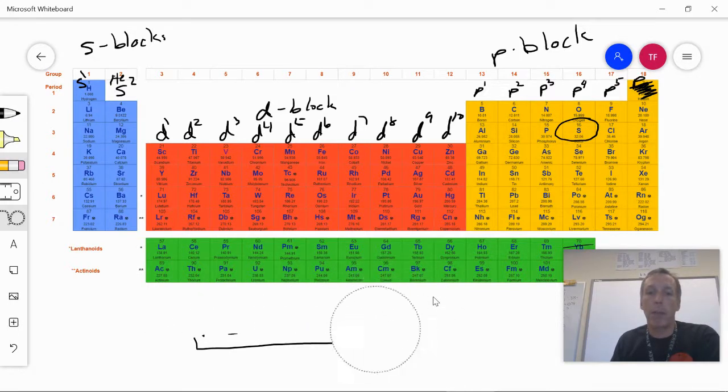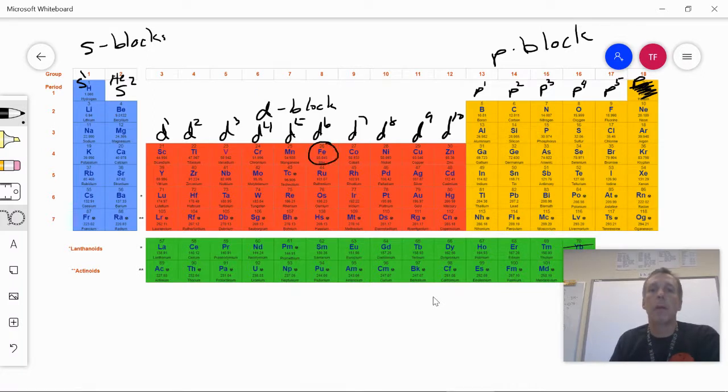I'm going to erase the F block. Again, we're not going to get down there. Okay. For this one, let's do something in the D block. Let's do iron. So for iron, we have 26 electrons. And so we're going to have to put 26 electrons into orbitals.